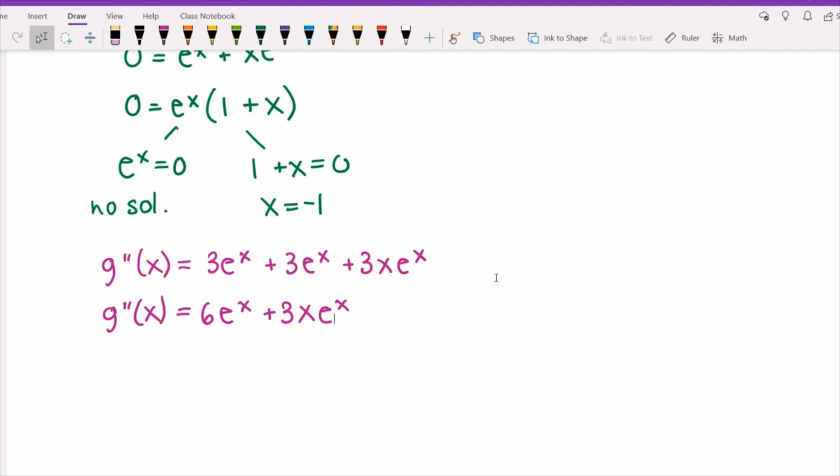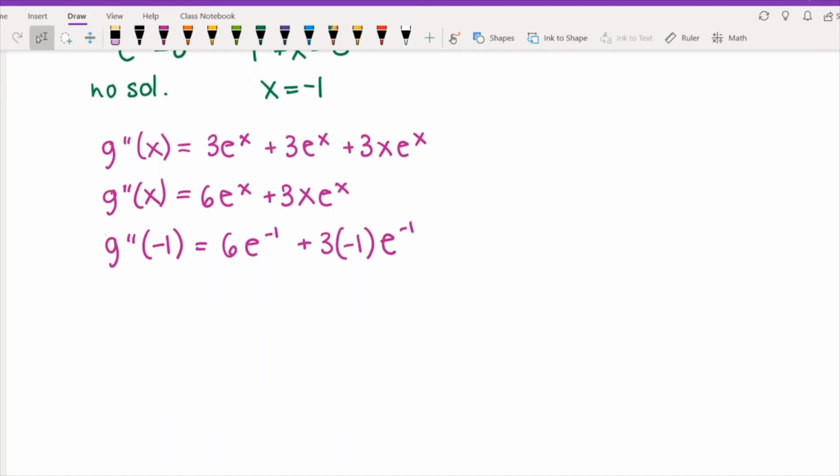All right, so the last thing we want to do is now plug in -1, just to determine whether that is going to give us a positive or a negative number. So we get 6e to the -1 plus 3 times -1 times e to the -1. So let's see if we can figure out if this is positive or negative without plugging it into a calculator. So this is going to be 6e to the -1 minus 3e to the -1. So that's going to be 3e to the -1, which is the same as 3 over e.